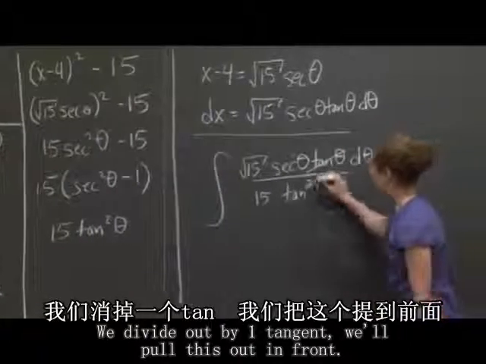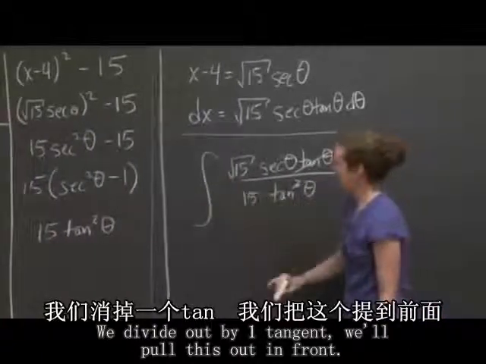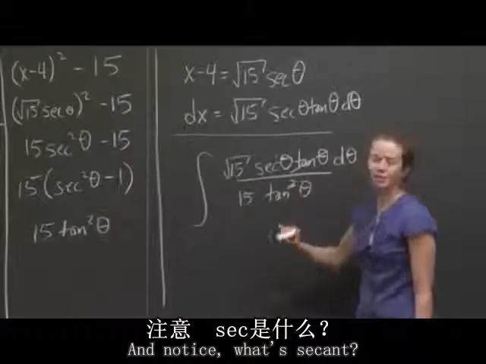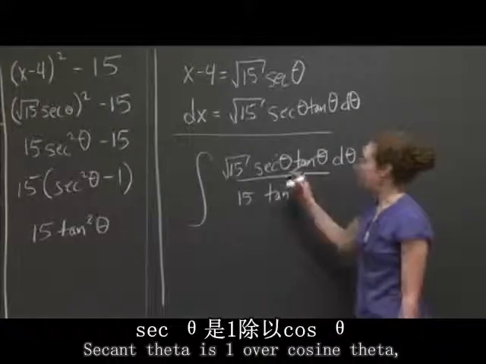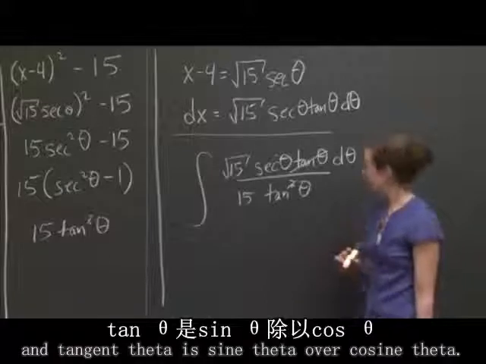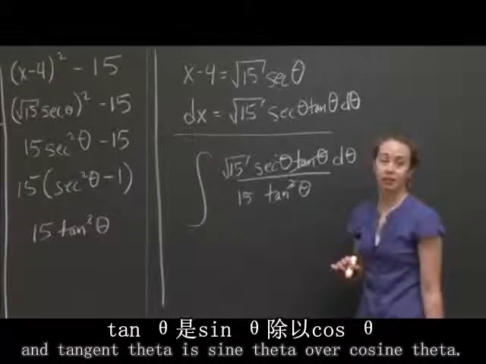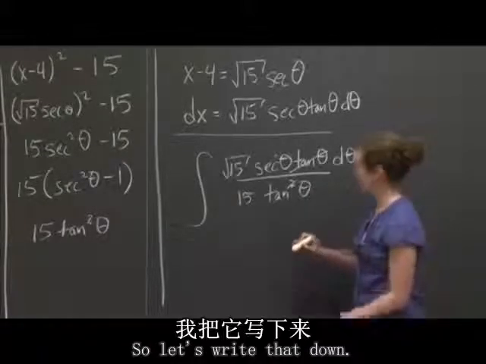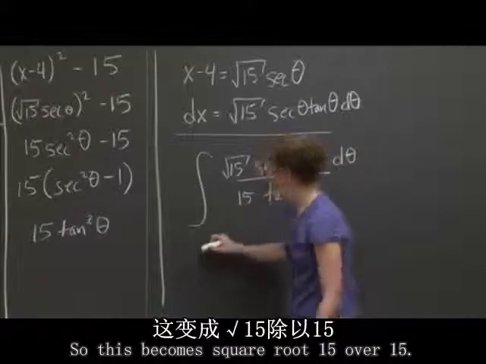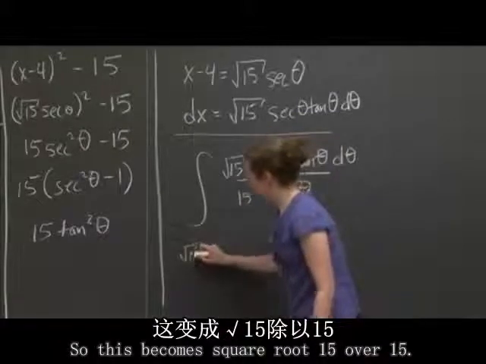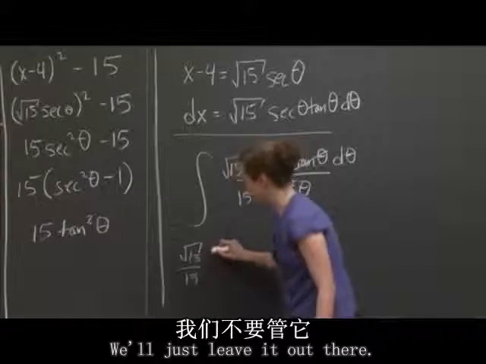We divide out by one tangent. We'll pull this out in front. And notice, what's secant? Secant theta is 1 over cosine theta, and tangent theta is sine theta over cosine theta. So let's write that down. So this becomes square root 15 over 15. We'll just leave it out there.